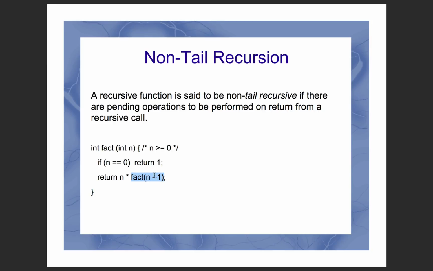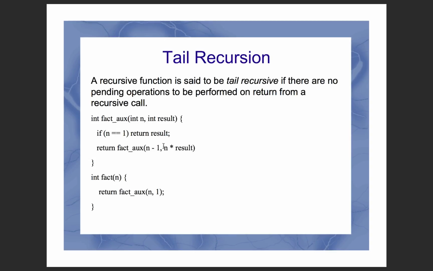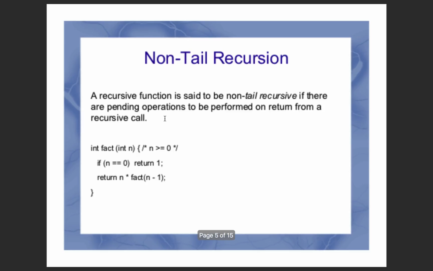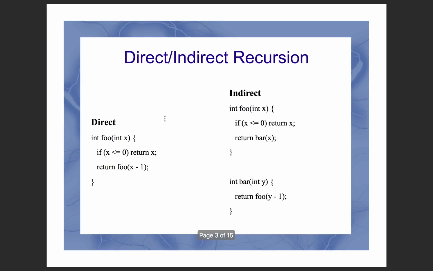The function call happens, then it gets some result, and the result is used in the multiplication. So this is non-tail recursive because these operations are pending, waiting for the result of factorial n minus 1. But in the tail recursive case, the operation will not be waiting for the function call. It happens at the same time as the function call, gets some result, and the result is assigned to the variable result. So these are the definitions of tail recursive and non-tail recursive.